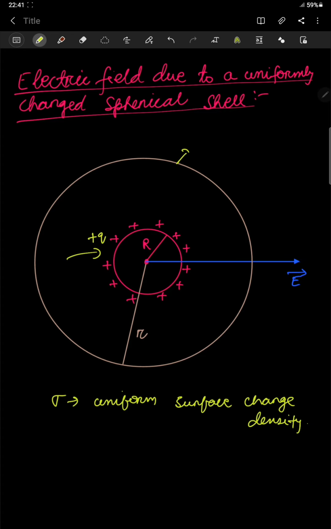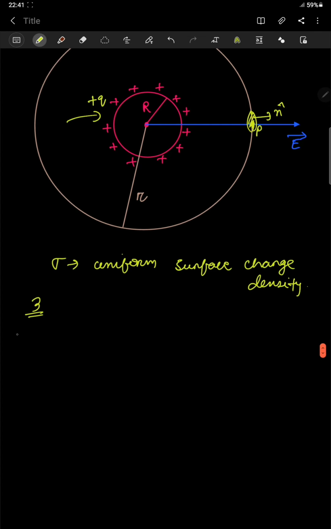The Gaussian surface which we have chosen is a sphere in this case. So this has to be solved in an appropriate manner. What we do here is, at point P we take a very small area, and the n cap will be along the electric field direction. We will have three different regions. Let us go to the first region. Here we will find the field outside the shell.